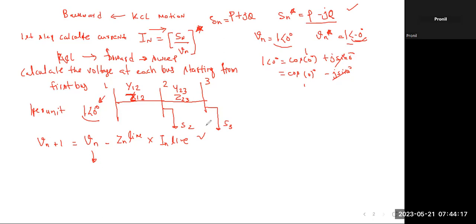These are the only steps there are. First step is that, second and third, only this. This is the forward and backward sweep. No more than this.